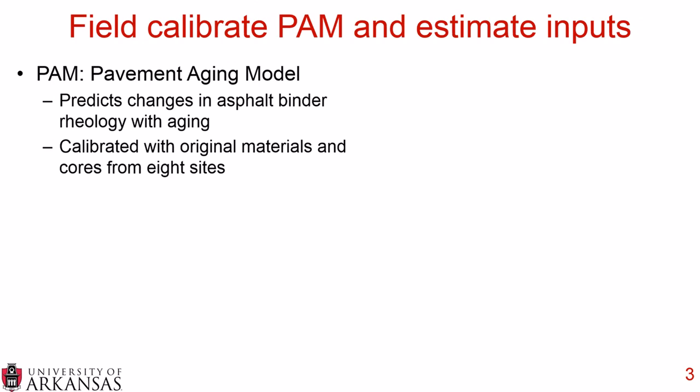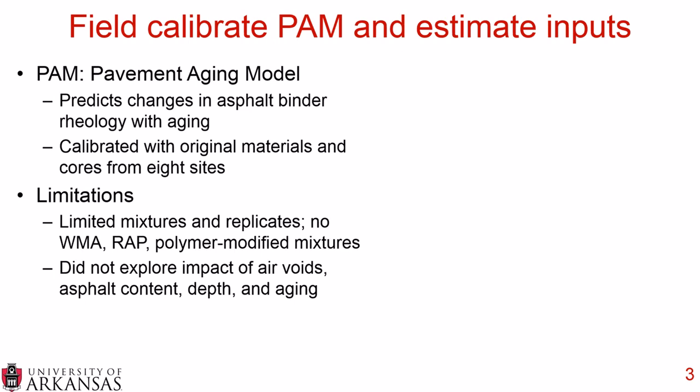The second and third objective was to calibrate PAM and estimate the inputs for PAM. PAM stands for the Pavement Aging Model, and it was designed to predict changes in the asphalt binder rheology when it ages. Originally, the PAM model was calibrated with virgin materials and cores from 8 sites.